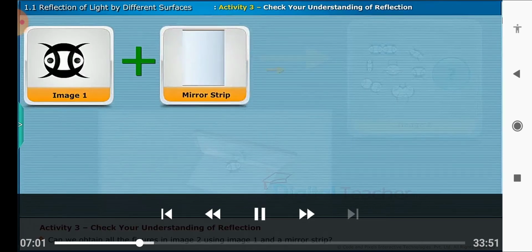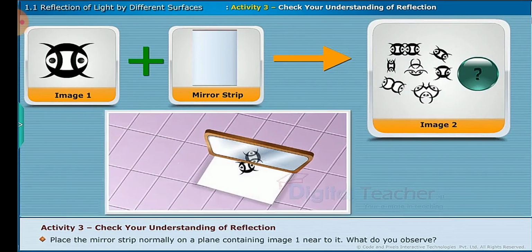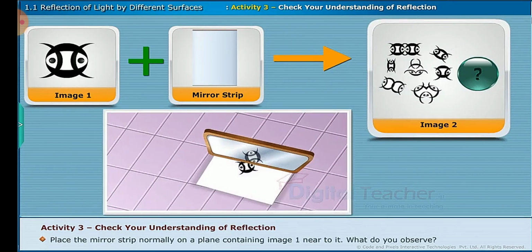Image 2 using image 1 and a mirror strip. Place the mirror strip normally on a plane containing image 1 near to it. What do you observe? The image of the object is formed on the mirror due to the phenomenon of reflection. It is governed by certain laws. Let us now do an activity to verify these laws of reflection learnt in lower classes.